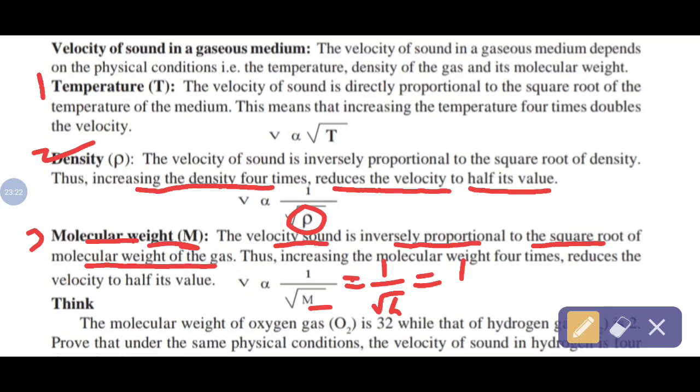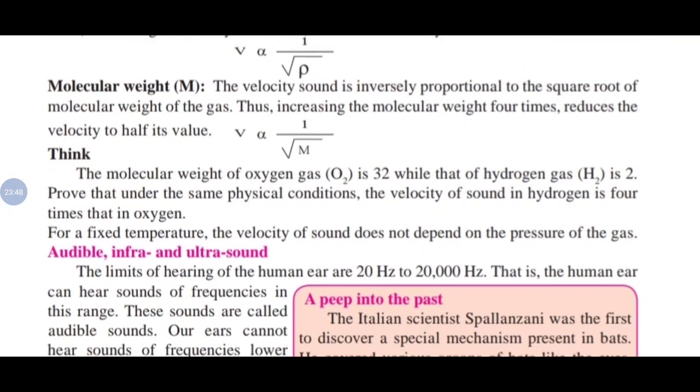So we are getting the answer 1 upon 2, meaning increasing the molecular mass or molecular weight 4 times reduces the velocity to half its value. All are getting? So these are the 3 factors that affect the speed of sound in a gaseous medium. This is a 3-mark question, so write those 3 points properly. Next.